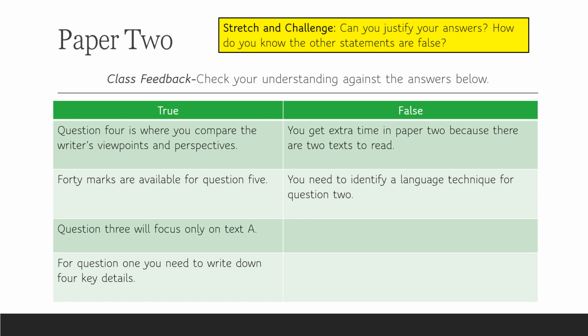And the final one, you need to identify a language technique for question 2. Now this is actually a common misconception. For question 2, you don't need to think about a language technique because this is just the summary question, so you don't need to worry about any of that until you get on to question 3.